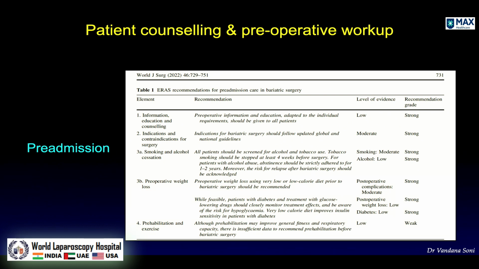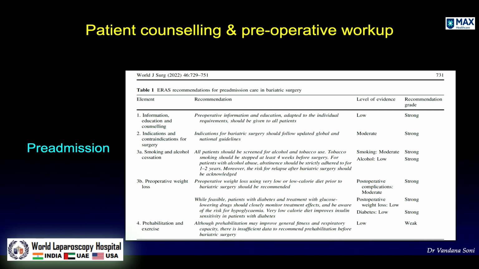The patient needs to know about the surgery, how the surgery is going to change, because it is going to be a change for life. So they need to know exactly what is it that they are going to undergo. The indications and contraindications should be according to the global and national guidelines, all updated, and one should stick to it because a lot of medical legal issues are involved in this.